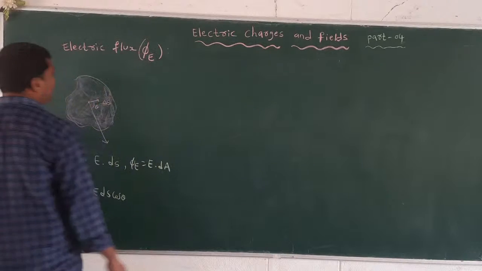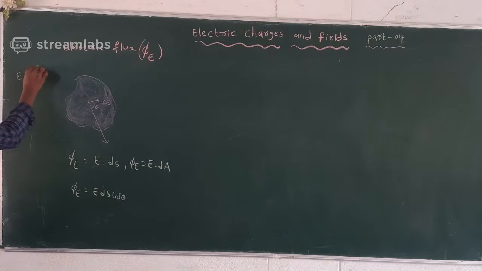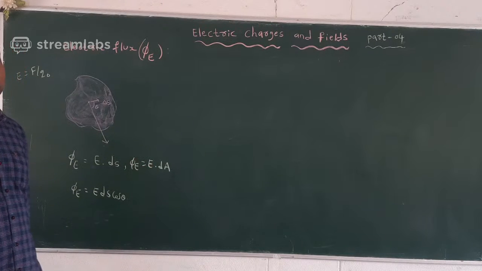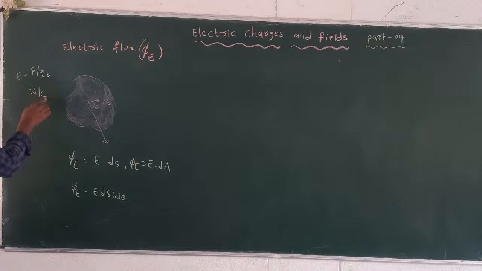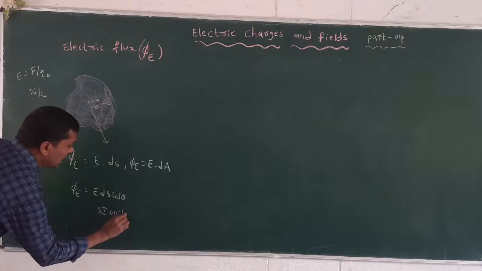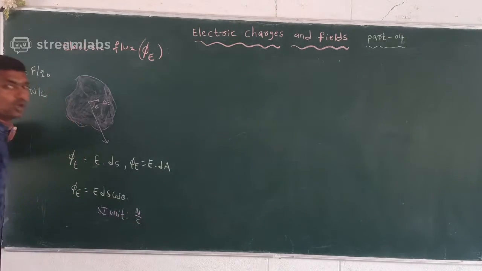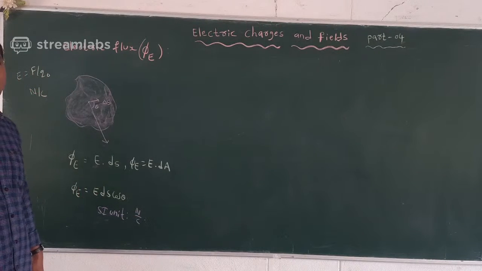Next, we can write the SI unit of electric flux. The equation is phi suffix E, where E means electric field. Already we know the electric field intensity: E is equal to F by q naught or F by q, force per unit test charge. The unit is Newton per Coulomb. So the SI unit of electric field is Newton per Coulomb, and dS, the surface area, is meter into meter, meter square. So Newton meter square per Coulomb is the SI unit of electric flux.